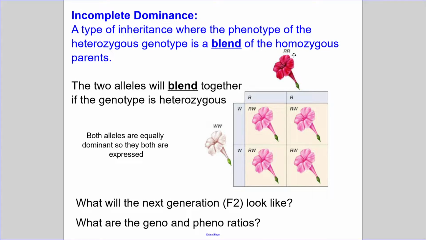So here we have a homozygous genotype, big R, big R. Here we have another homozygous genotype, big W, big W, but if you blend them together, you get the heterozygous one, which is one of each, and that phenotype is going to be a blend of the parents. So it won't be red, it won't be white, it'll be pink. Both alleles are equally dominant, so they're both expressed, which is also why we're using 2 different letters. With Mendelian rules, we use an uppercase and a lowercase to show the difference, but with incomplete dominance, since both alleles have a dominant trait to them, they both get their own letter.